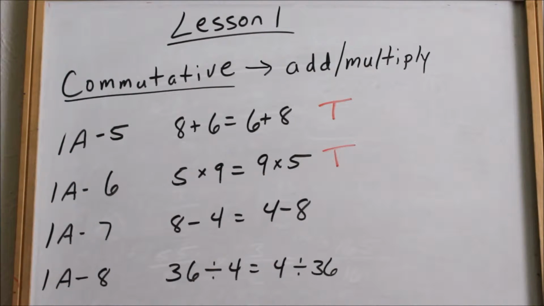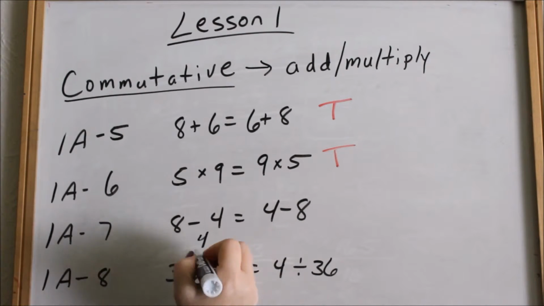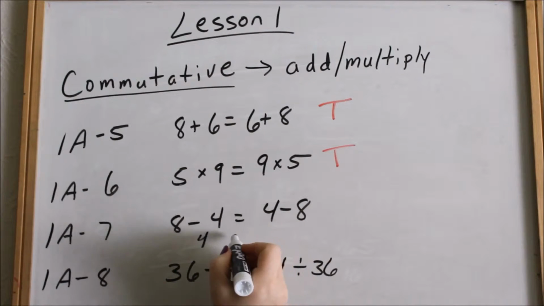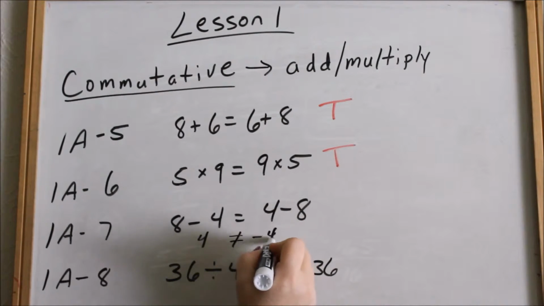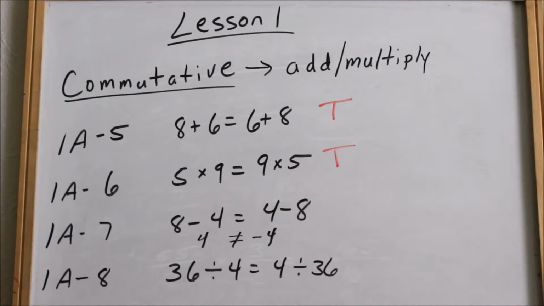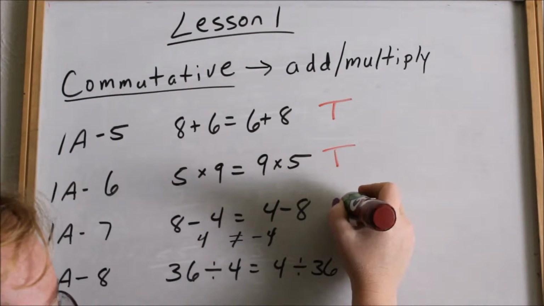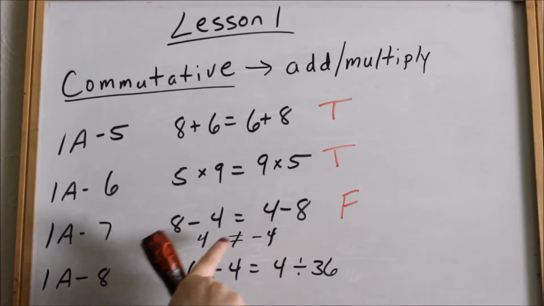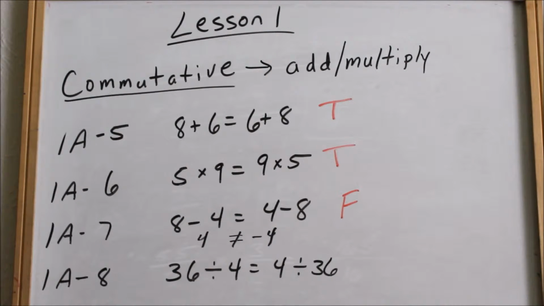Okay, the next two problems I'm going to prove to you that you cannot do subtraction or division with commutative. Okay, 8 minus 4 is 4. 4 minus 8 is negative 4. 4 does not equal negative 4. That proves to you, because this is a false statement, you cannot do commutative with subtraction.